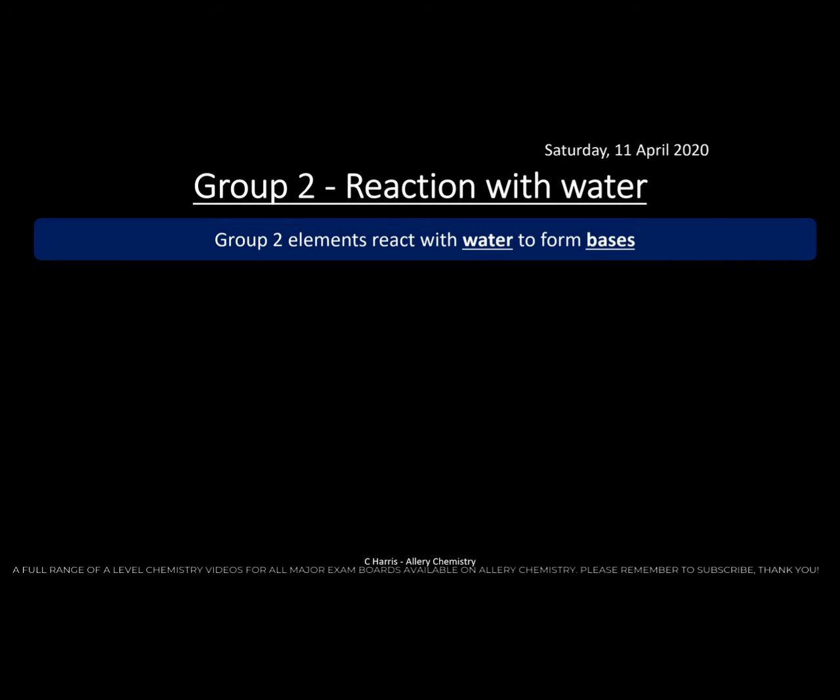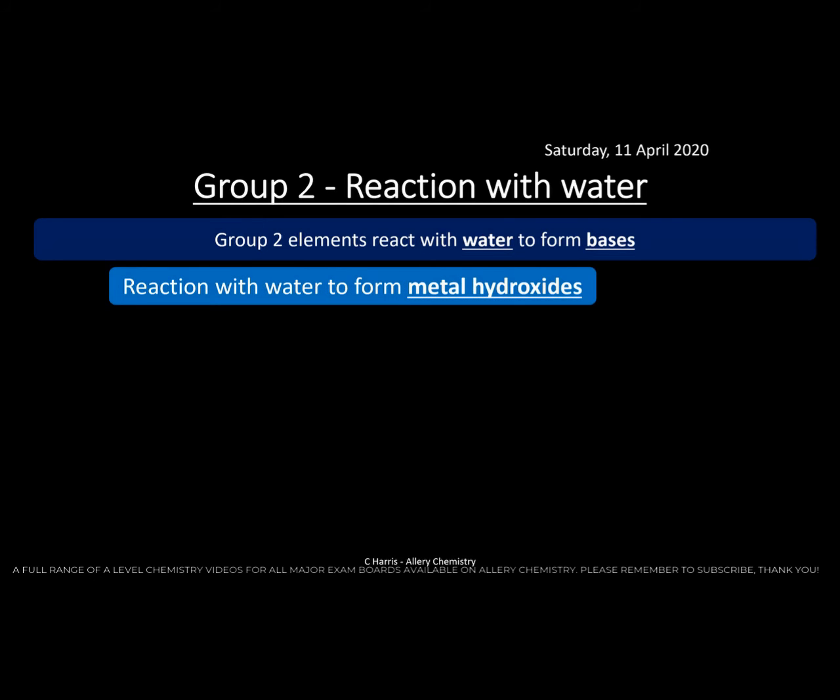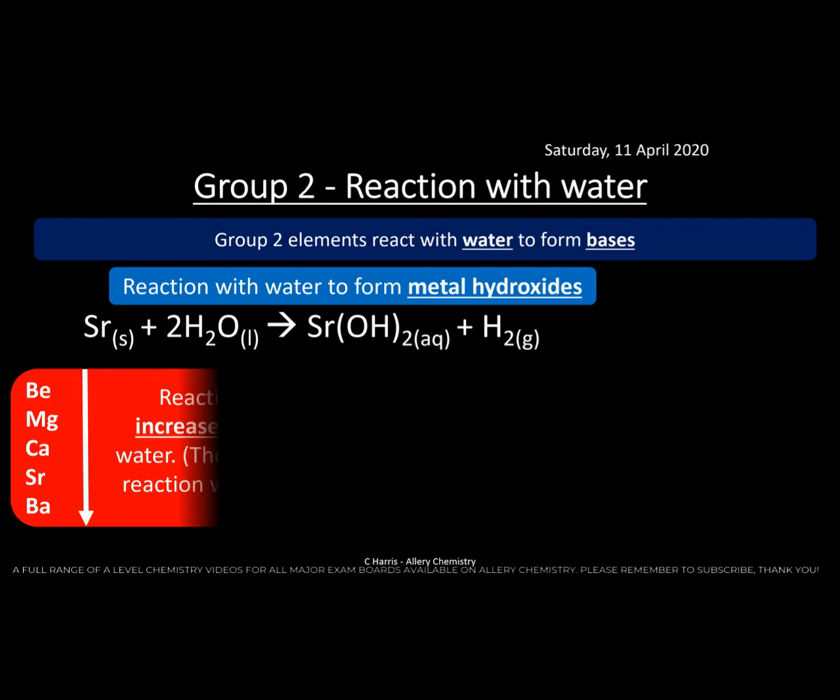Okay, so let's look at their reaction with water, because this is a key thing about how group 2s react. So group 2s react with water to form bases, and the reaction with water forms metal hydroxides. So you can see here we've got a group 2 metal, which is strontium, reacting with water, and it forms strontium hydroxide and hydrogen. So that's what they form.